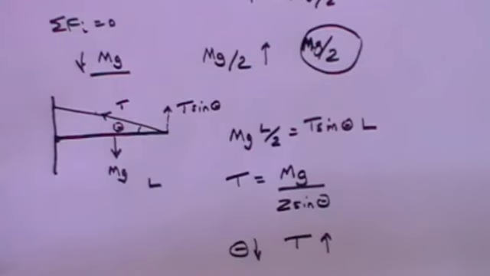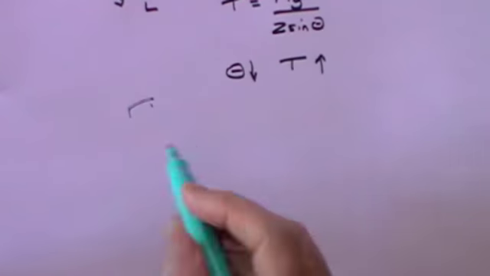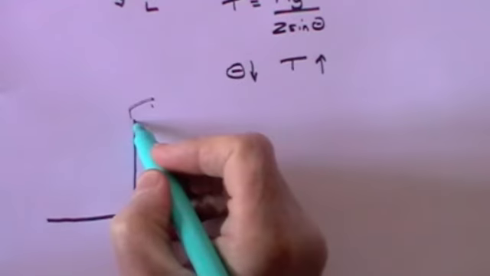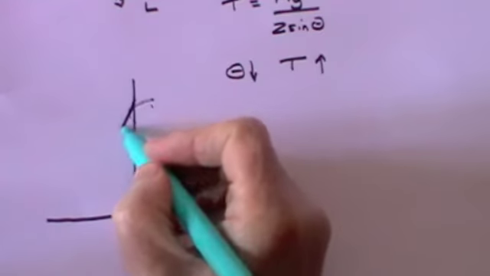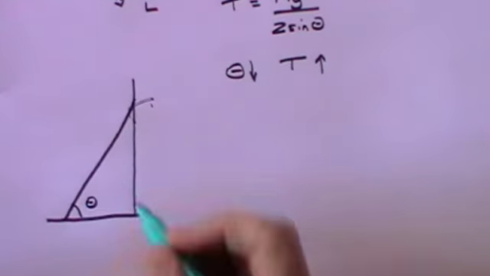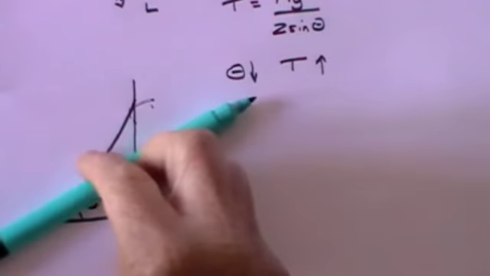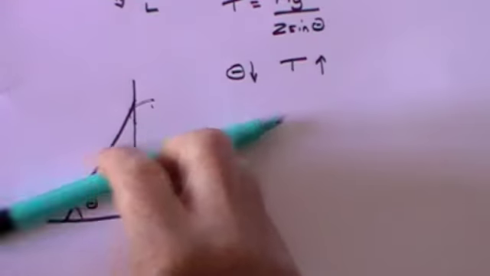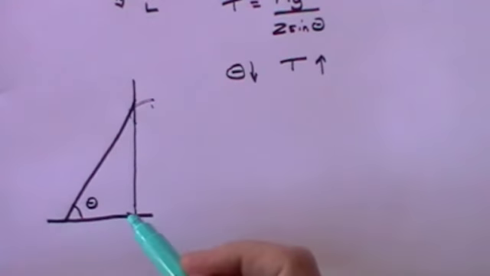Now I want to consider a ladder leaning against a wall and ask what is the safe angle for that ladder to be placed at. So here's the wall, here's the ladder, and it's at an angle theta. And you'll understand that the narrower that angle, the more likely the ladder is to slip. So we want a minimum angle that that ladder has to be in order for it to be safe.